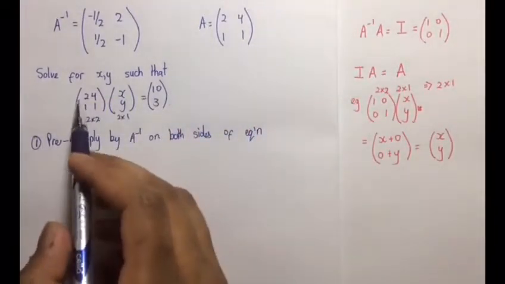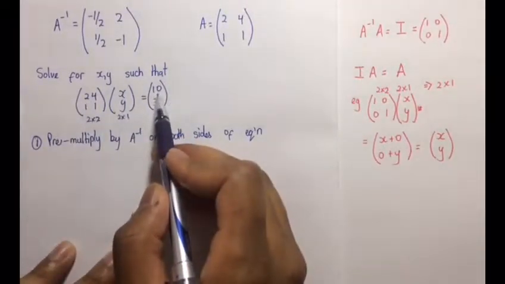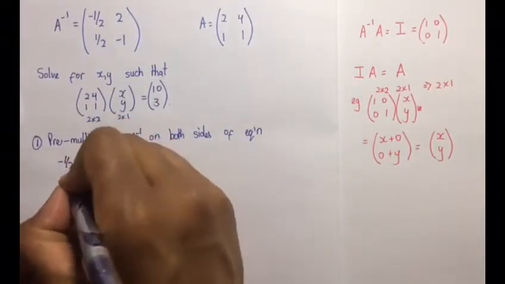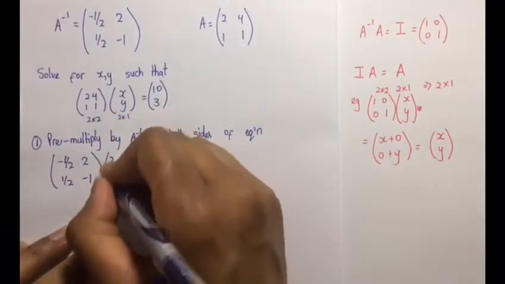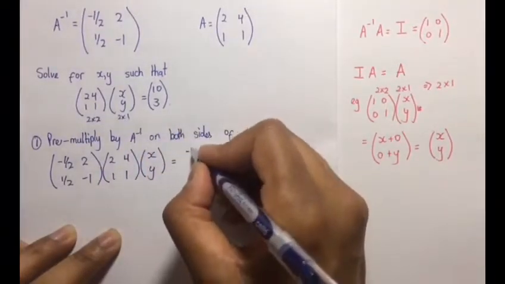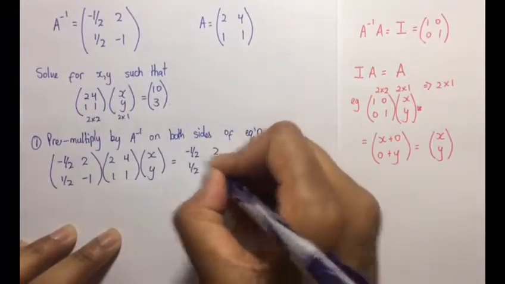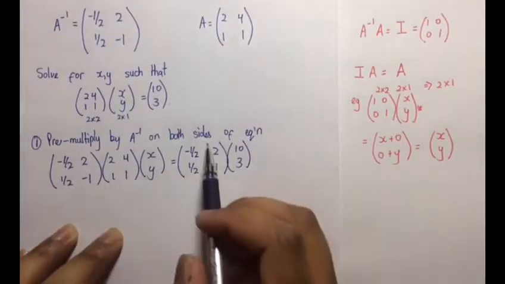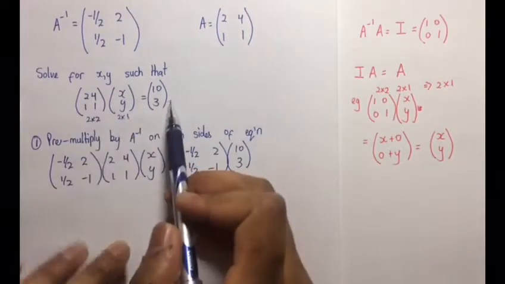Pre-multiply means that the A inverse comes before this matrix on this side and it comes before this matrix on this side. So this becomes minus a half, 2, 1/2, minus 1 times 2, 4, 1, 1 times xy equals minus a half, 2, a half, minus 1, which is the inverse of A, times 10, 3. Now we pre-multiply on both sides because in an equation, to maintain equality, whatever we do on one side, we must also do on the other side.